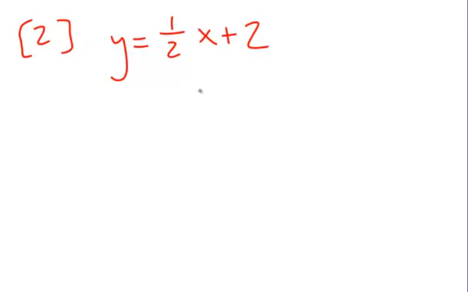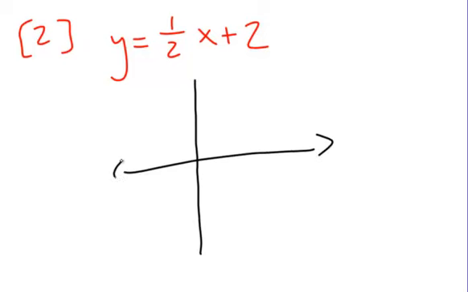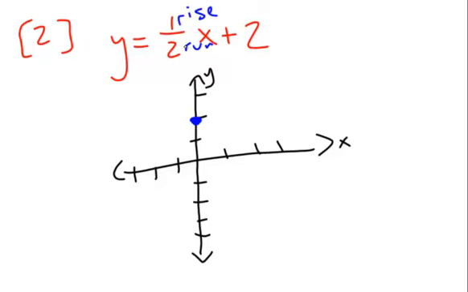Okay, welcome back. So we have y = 1/2 x + 2. Don't need a huge graph here. Here are my x's, here are my y's. I know that I need to start at my y-intercept at 2. So I'm going to put it right there. And I'm going to rise 1 and run 2, because remember, it's rise over run.